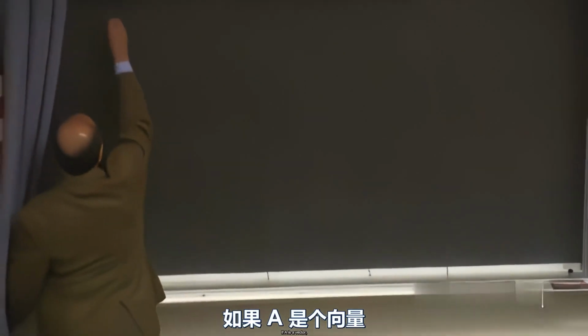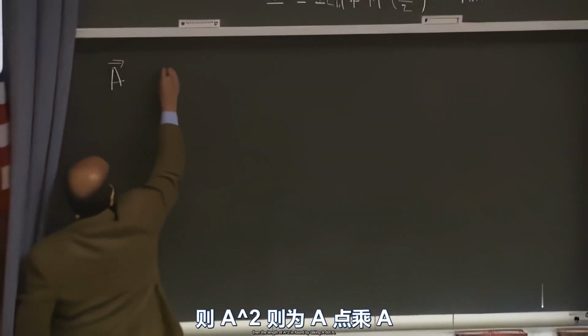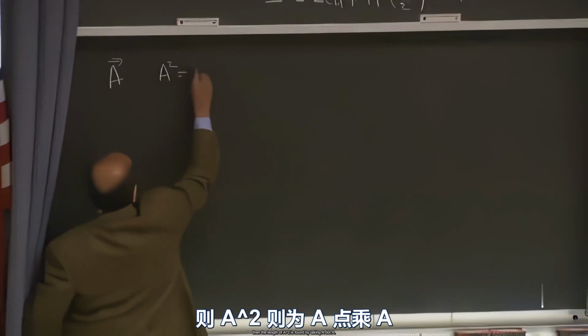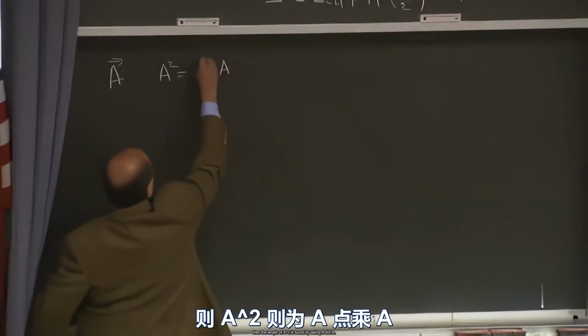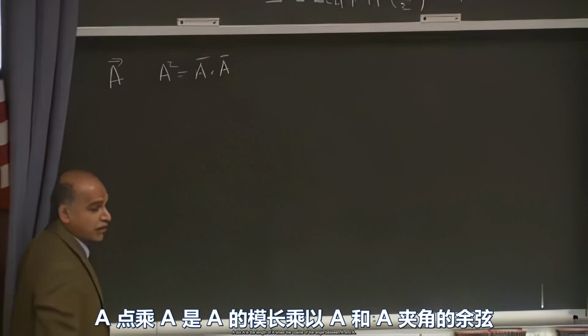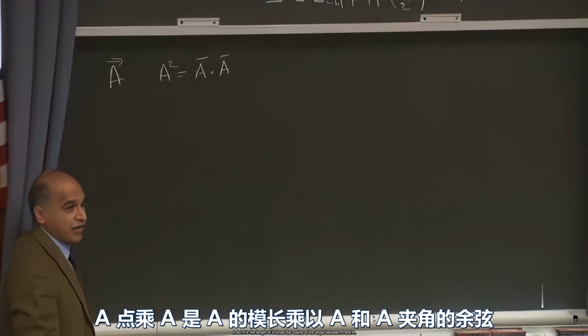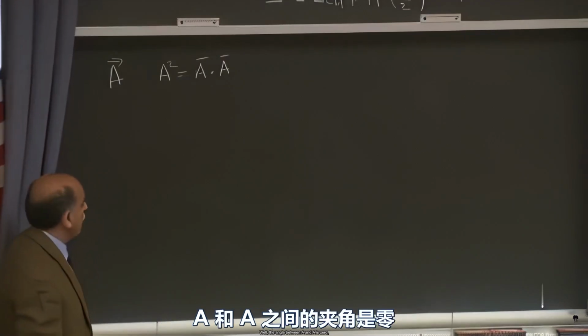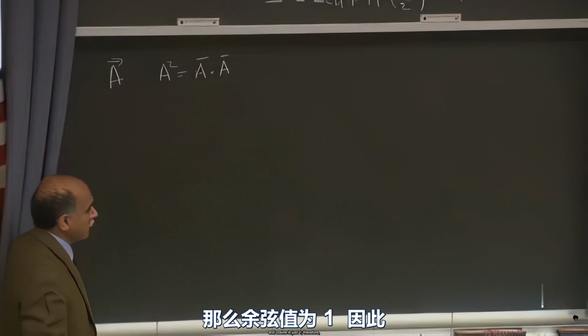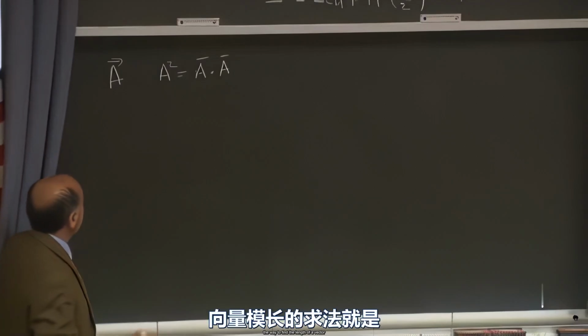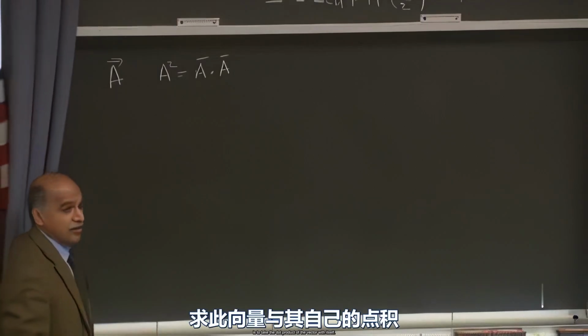If A is a vector, then the length of A squared is found by taking A dot A. Because A dot A is the length of A times the length of A times the cosine of the angle between A and A. Well, angle between A and A is 0, and cosine is just 1. Therefore, the way to find the length of a vector is to take the dot product of the vector with itself.